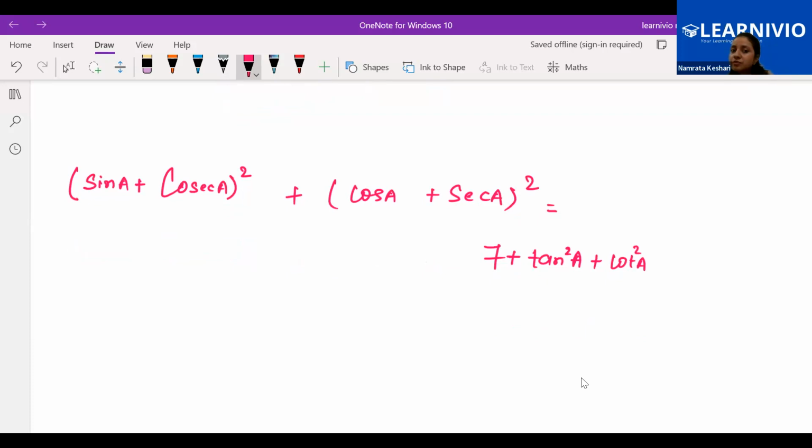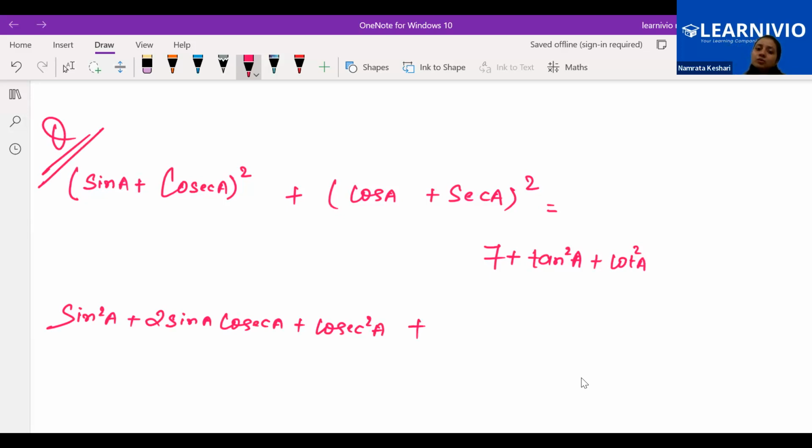After seeing this question, one thing is coming to our mind. Are you thinking about the same? First, you let me know. What are you thinking? A plus B whole square. Just after looking at the question, this is what is coming to mind, that let's expand the left hand side and then we will think about what can be done. So let's do it quick. Sin square A, plus 2ab, plus cosec square A.